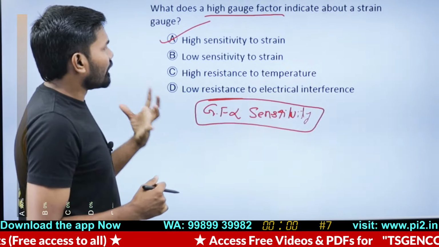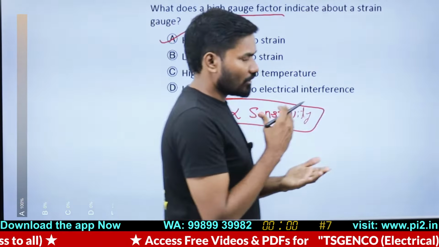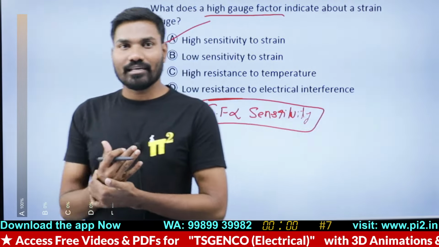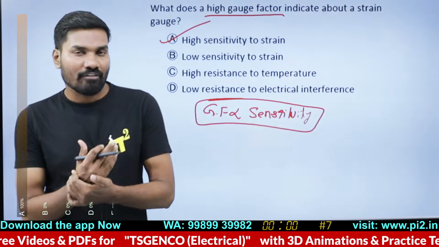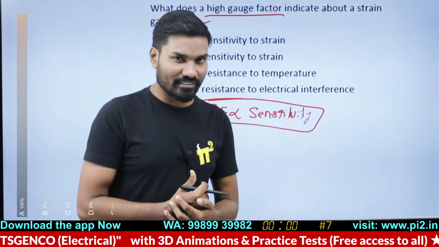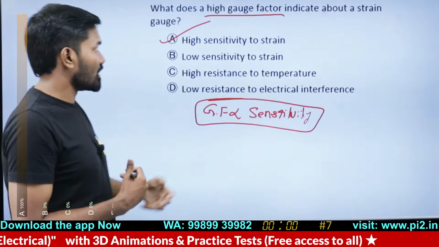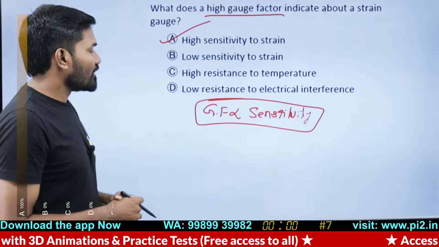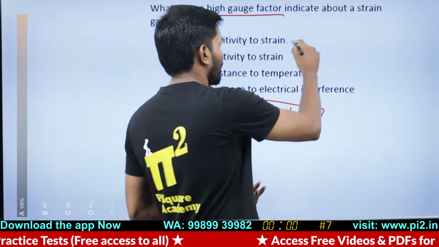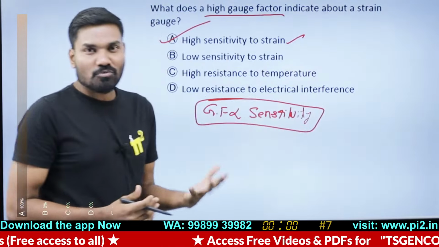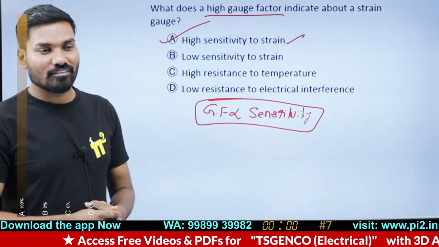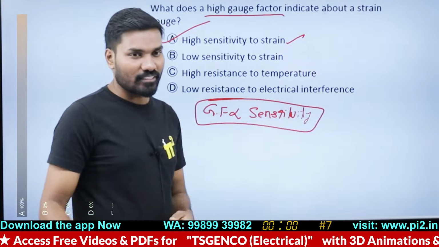Out of all the strain gauges we have, the semiconductor type has high sensitivity. Semiconductor strain gauges will have high sensitivity, meaning they'll have a high gauge factor. Is high sensitivity good or bad? Obviously good. Highly sensitive to the strain input. That's what we want, what any measuring instrument wants. We look for that.